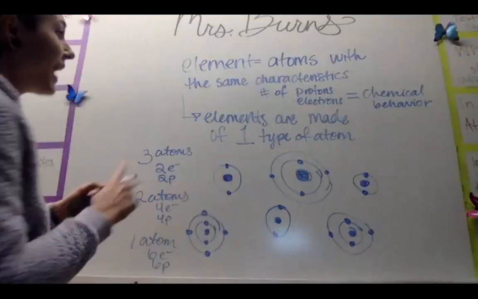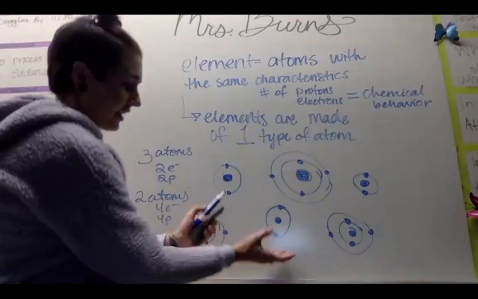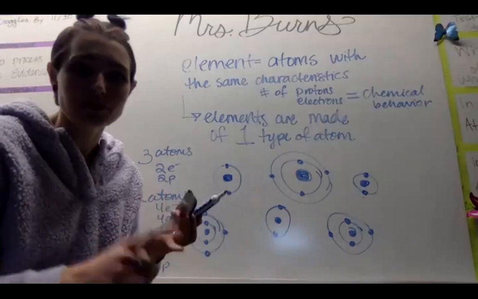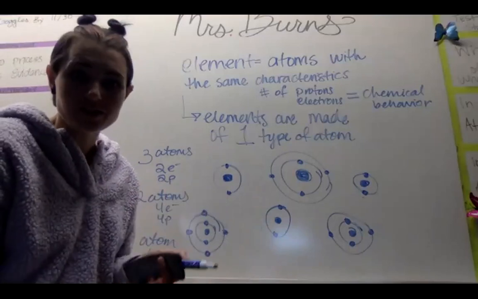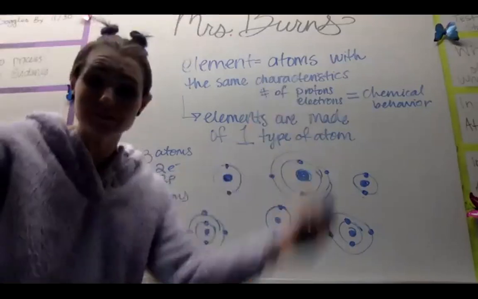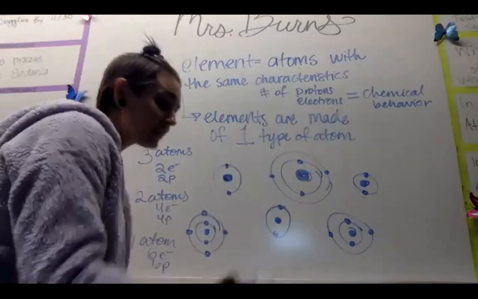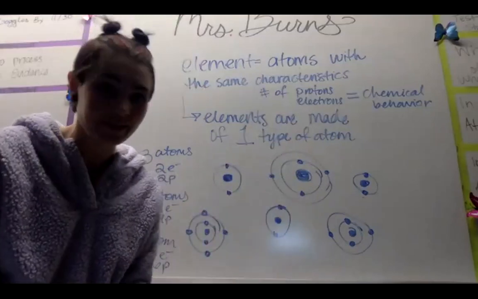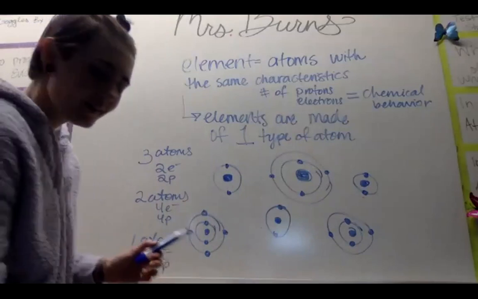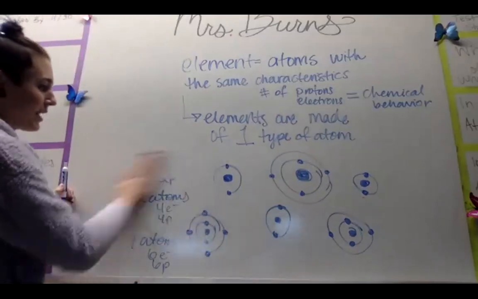And then meanwhile, an atom is a single particle that has protons, neutrons, and electrons. So you can have many different types of atoms. All the different types of atoms are different elements. Does this make sense? I think this example helped.